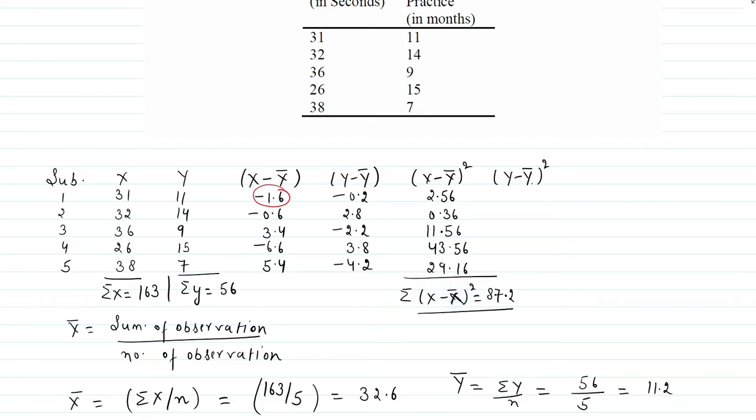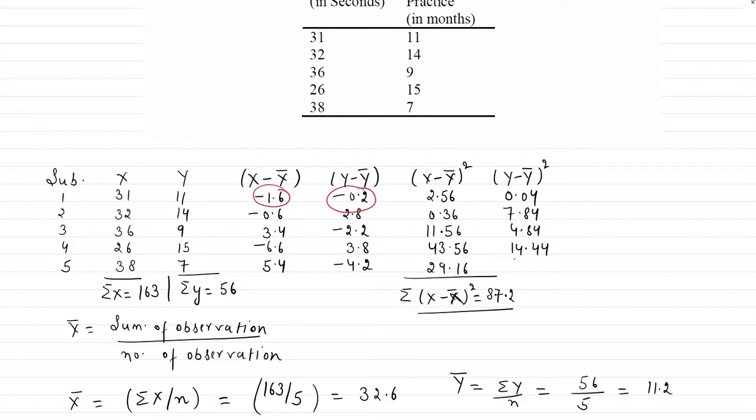Now for y minus y bar, in the same way we square each number. 0.2 squared comes out to be 0.04. 2.8 squared is 7.84. 2.2 squared is 4.84. 3.8 squared is 14.44.